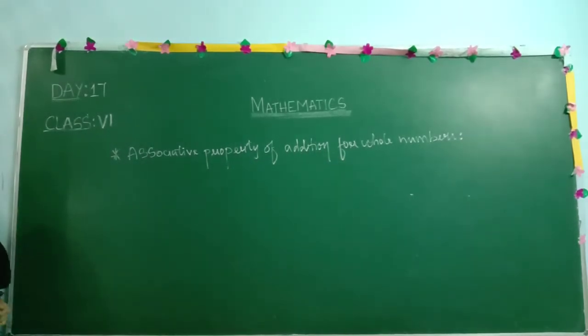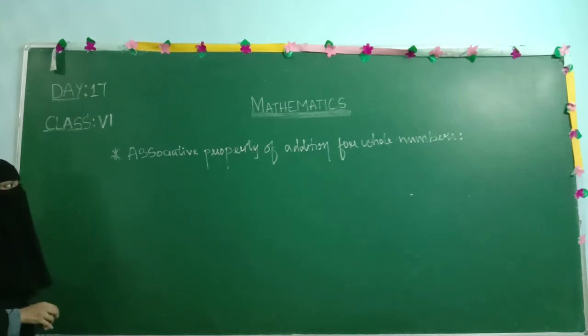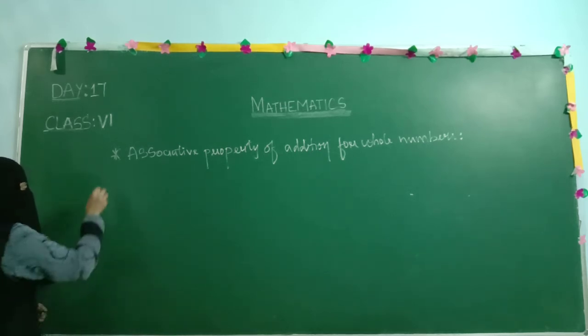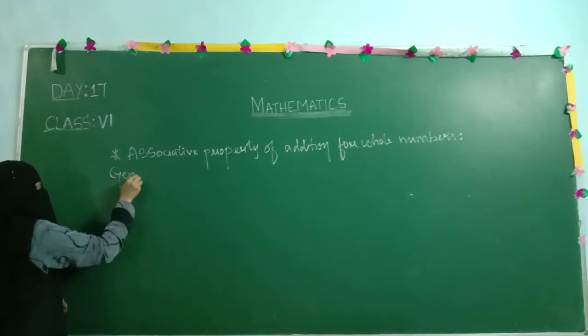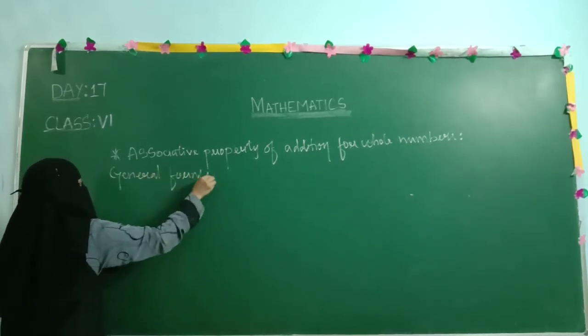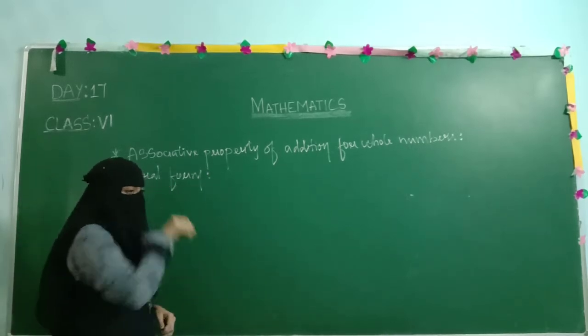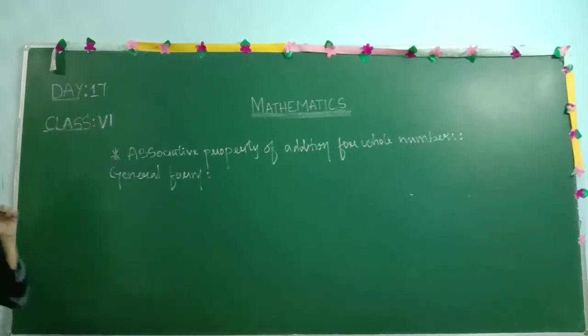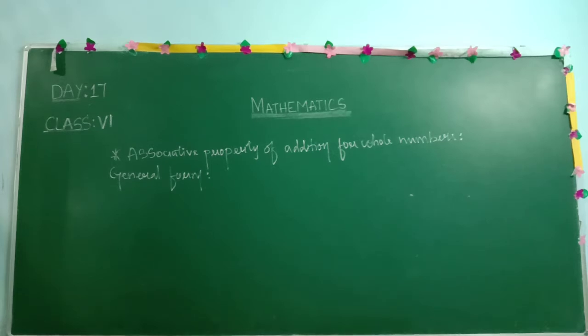The question is associative property of addition for whole numbers. So first, for the associative property of addition for whole numbers, we are going to write the general form. What is the general form? The easiest way, I will show you how to write the general form. As I said, in commutative property we have two terms, that is a plus b equals b plus a, where a and b are the two terms. But instead of two terms, in associative property we have three terms, a, b, c.